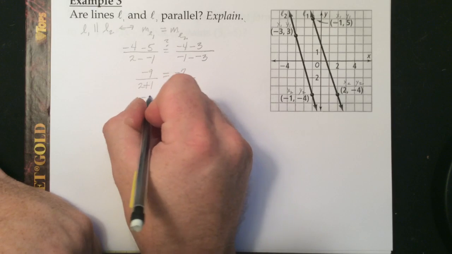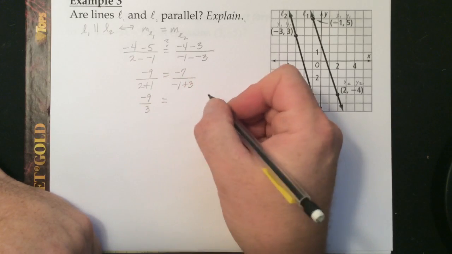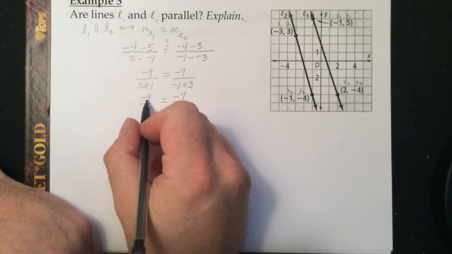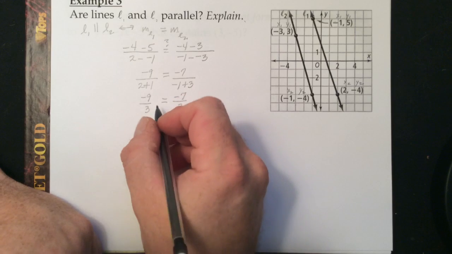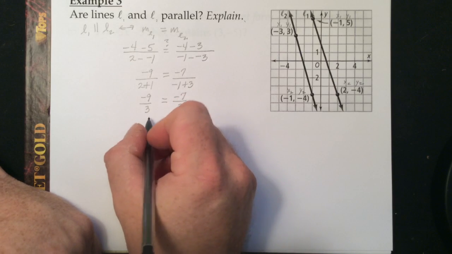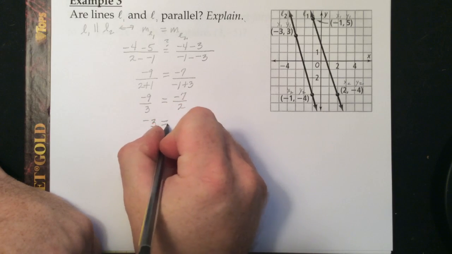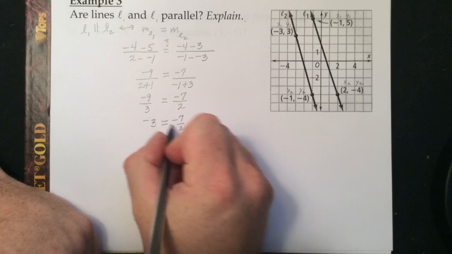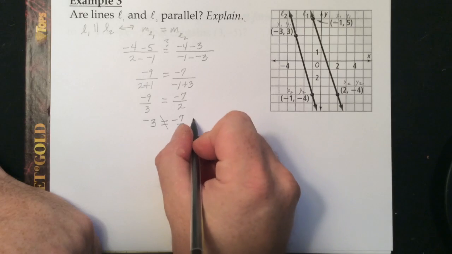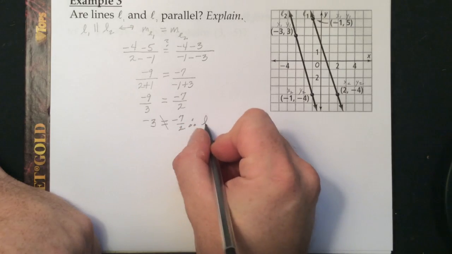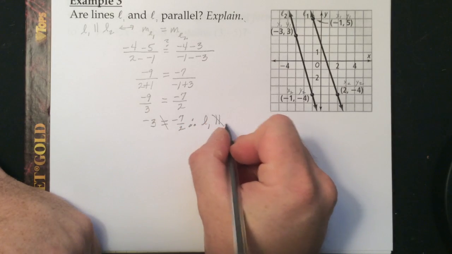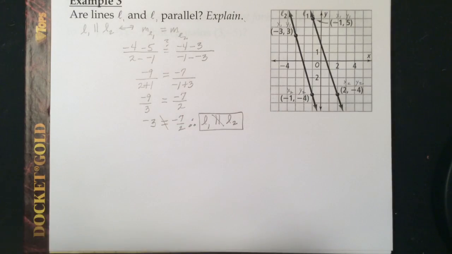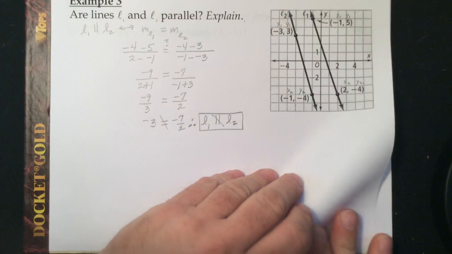Then we have on the left side negative 9 over 3. On the right side we have negative 7 over 2. Negative 9 over 3 simplifies by 3, and we get negative 3. And we still have negative 7 halves. Well, obviously negative 3 and negative 7 halves do not equal each other. Therefore, line 1 is not parallel to line 2, because the slopes were not equal.